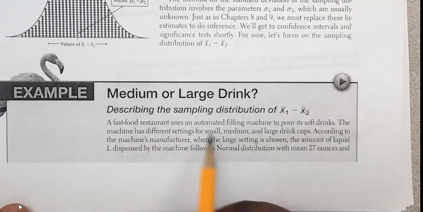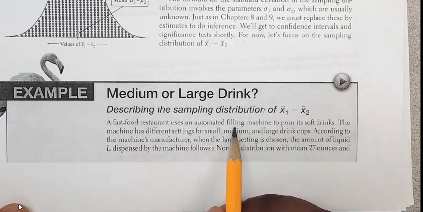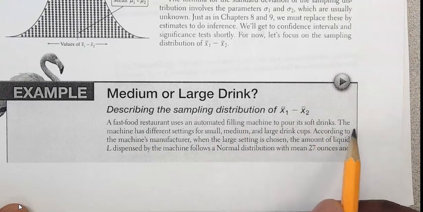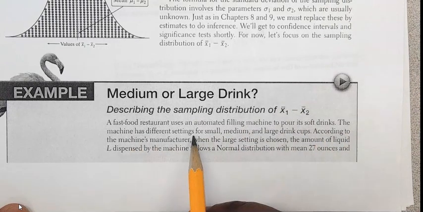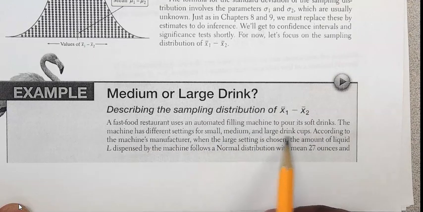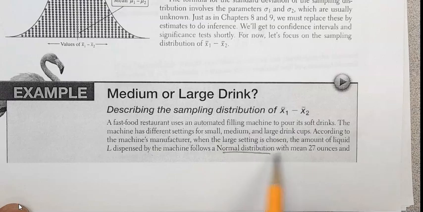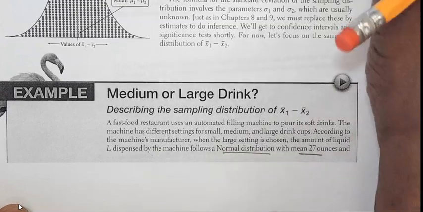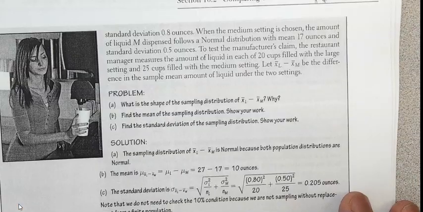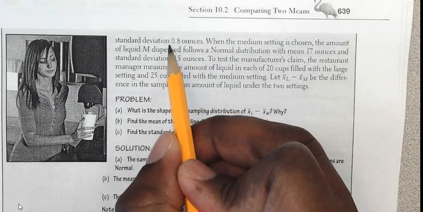A fast food restaurant uses an automated filling machine to pour in its soft drinks. The machine has different settings for small, medium, and large soft drink cups. According to the machine's manufacturer, when the large setting is chosen, the amount of liquid L dispensed by the machine is normally distributed with a mean of 27 ounces and a standard deviation of 8 ounces.